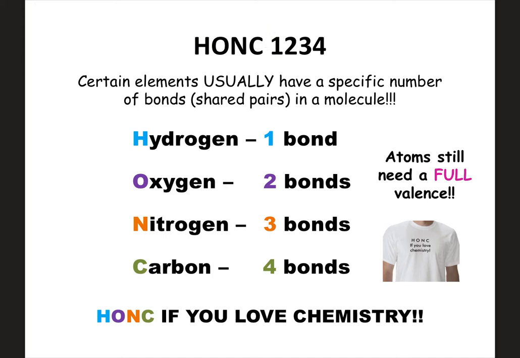All right, so hydrogen likes 1 bond, oxygen likes 2, nitrogen likes 3, and carbon likes 4. Okay, so what that typically means is if you were doing a dot structure with oxygen, oxygen is going to have two shared pairs in some way. Okay, but he still wants 8 valence electrons, so he'll have to have extra electrons on him, but typically he's going to have two bonds.